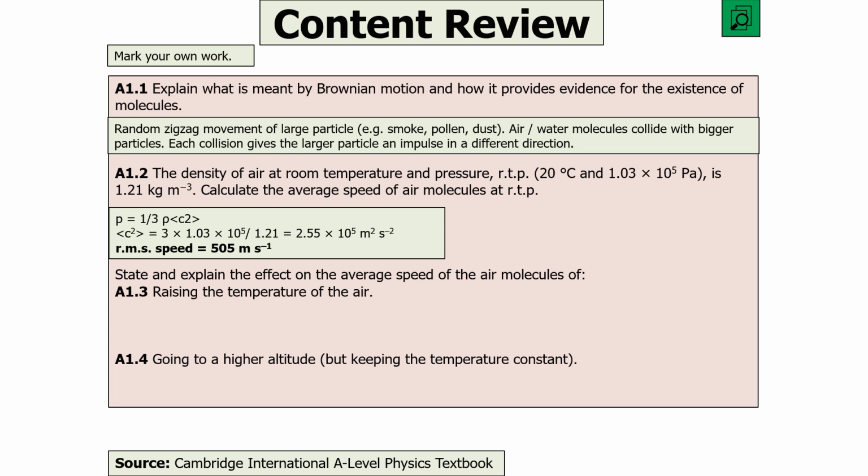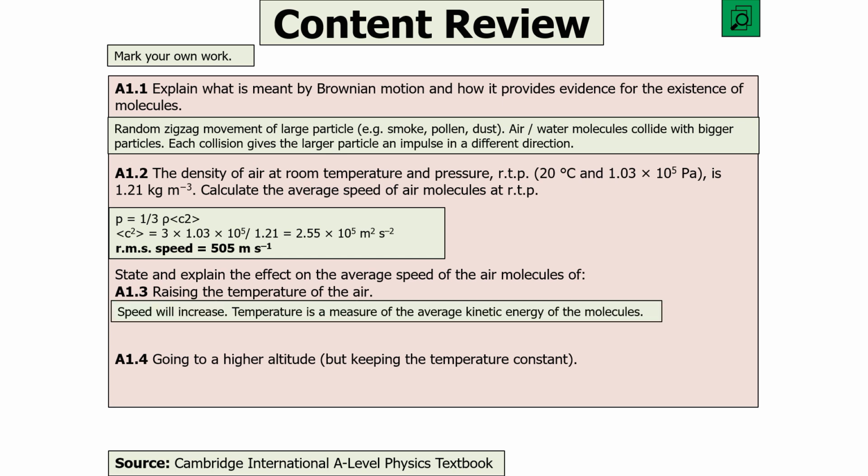Now, you know that the kinetic energy is 3/2 kT. So if you raise T, the kinetic energy will go up, and therefore the speed will increase because temperature is a measure of the average kinetic energy. Now, when we go to a higher altitude, remember kinetic energy is 3/2 kT. T is not changed, k is a constant, so therefore the speed will be unchanged.